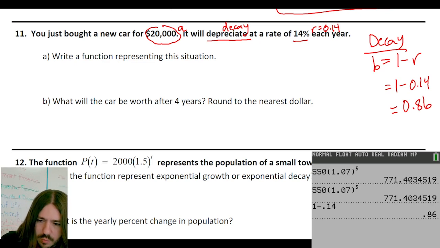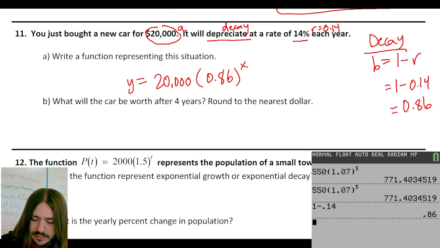So to write the equation, we've got y equals 20,000 times 0.86 to the power of x. Yeah, so there's our equation.